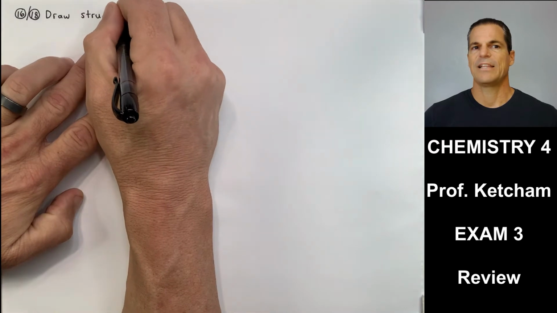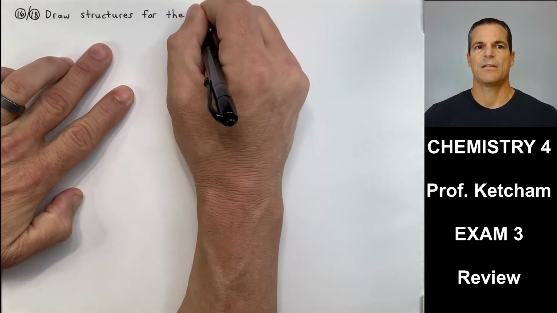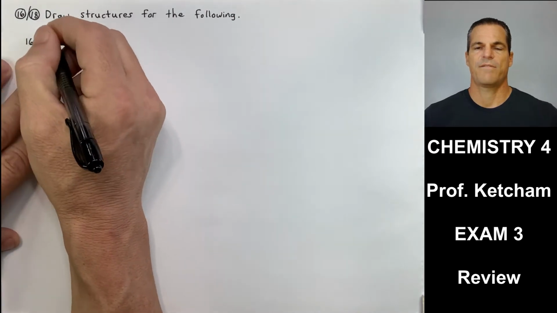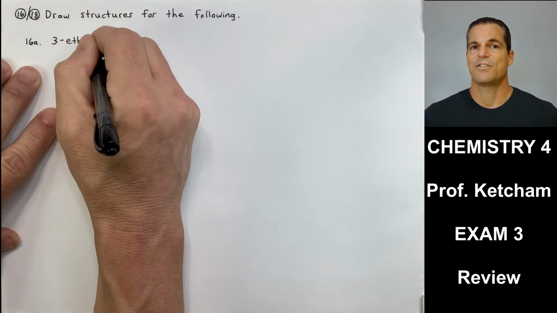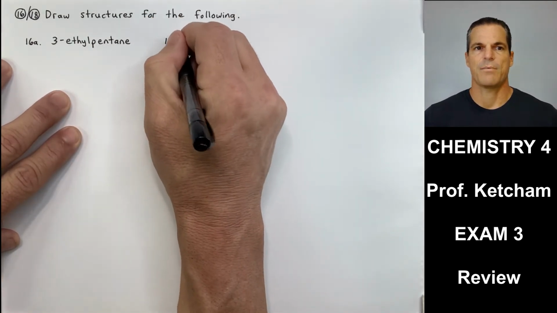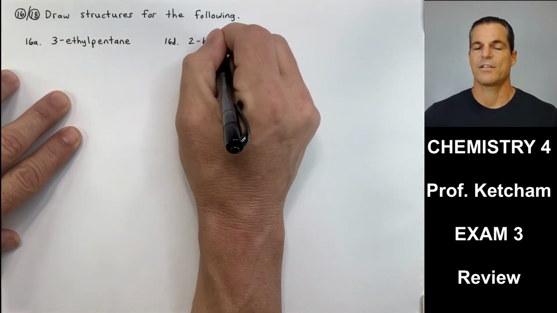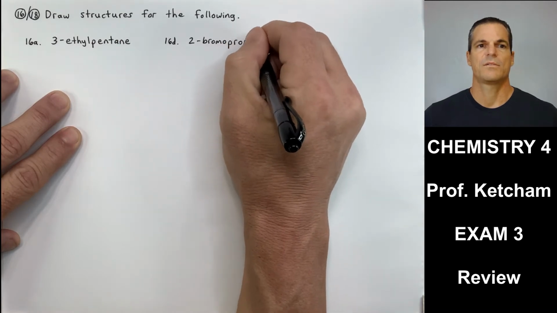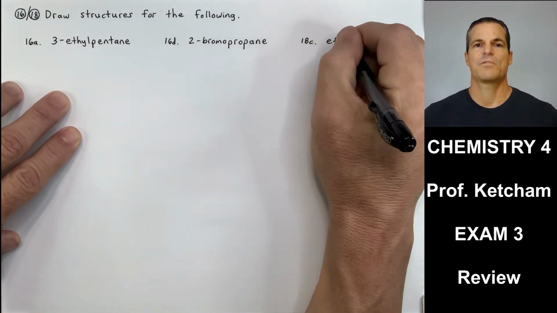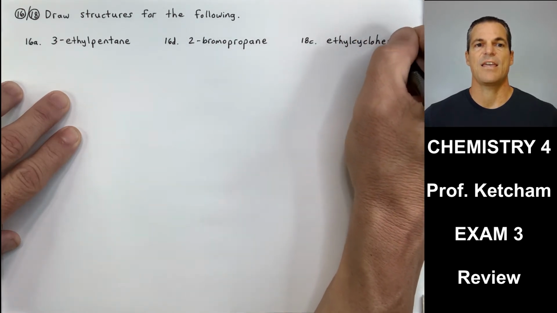This is chapter 11, number 16 and number 18 together. Draw structures for the following. If they want me to draw the structures, then chances are they have to give me the names, right? It goes either way. Whichever one they want to ask you, they have to give you the other one. So if they want the structures, they're going to give me the names. So let me get the names drawn out here for 16A.